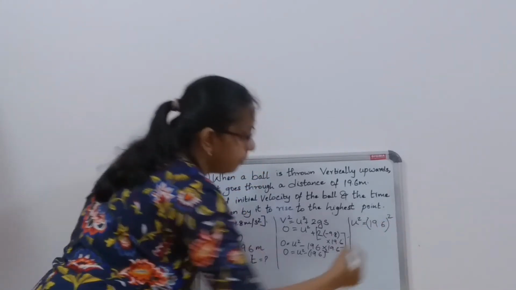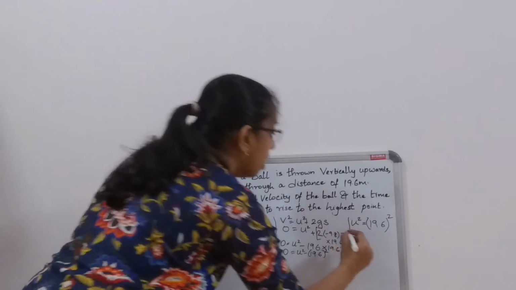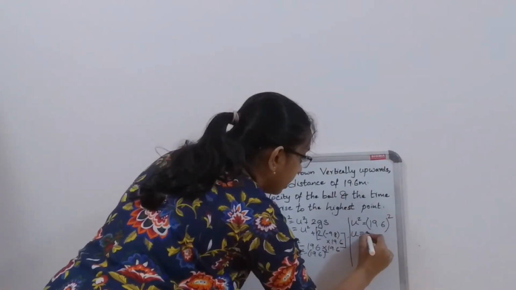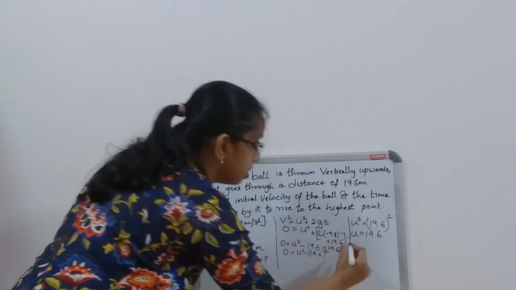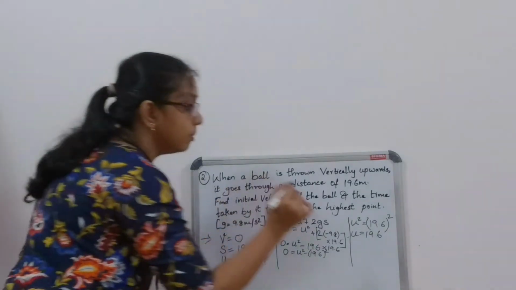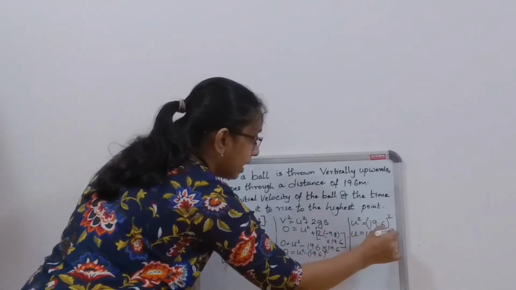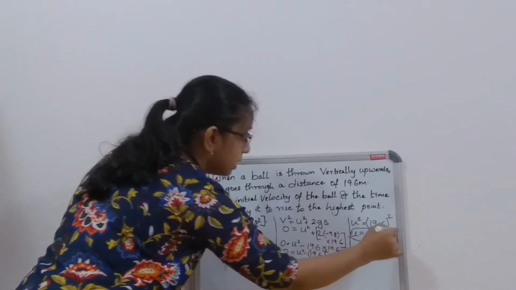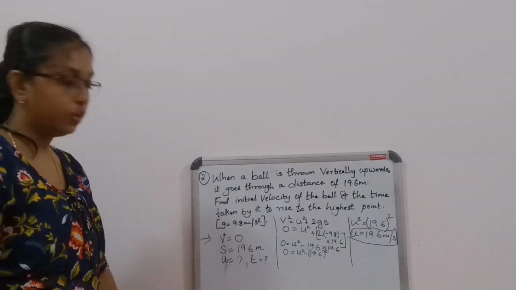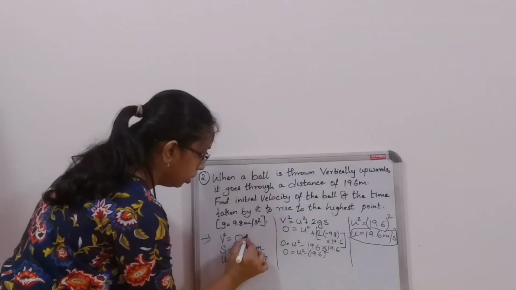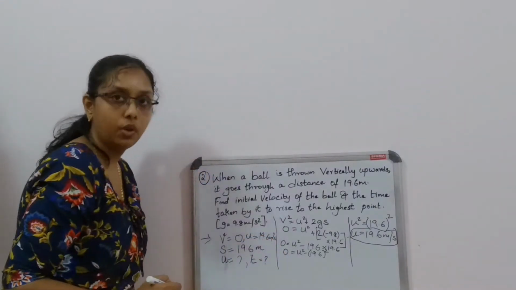If we take the square roots on both sides, we will get u, the initial velocity u, as 19.6 meter per second. So you got 19.6 meter per second as your initial velocity. So now you have got your u as 19.6 meter per second.